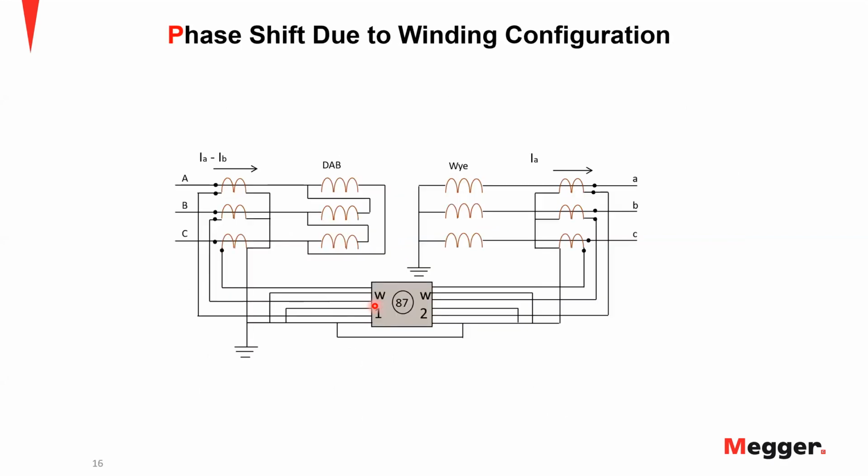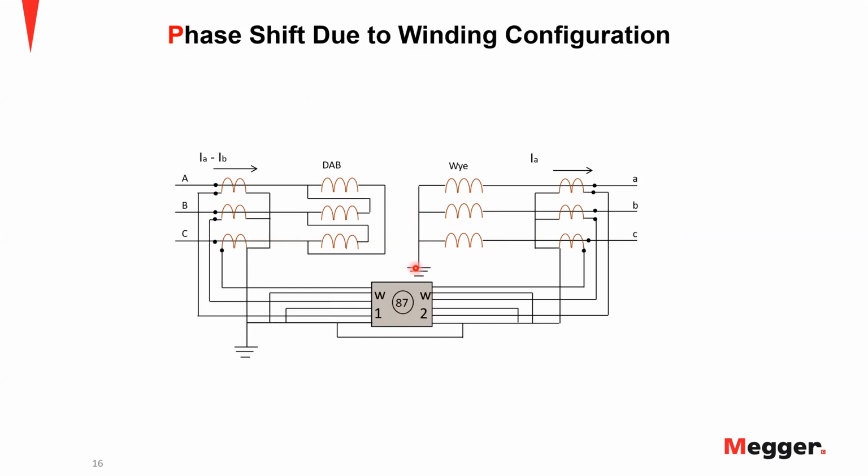So phase shift due to winding configuration is the next challenge. What I have here is a transformer with a delta connected primary and a Y connected winding on the secondary. This means that there will be a phase shift between the quantities on one side and the quantities on the other, right? Because we have a delta Y connection here.